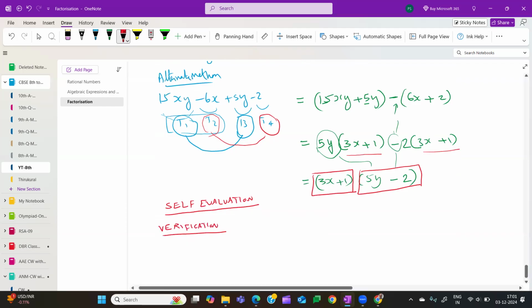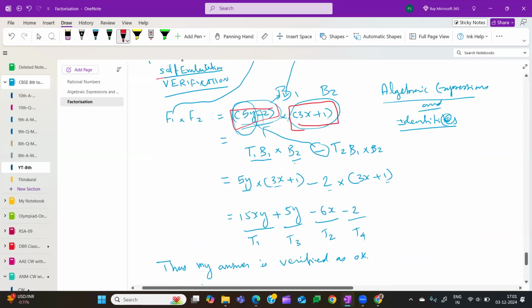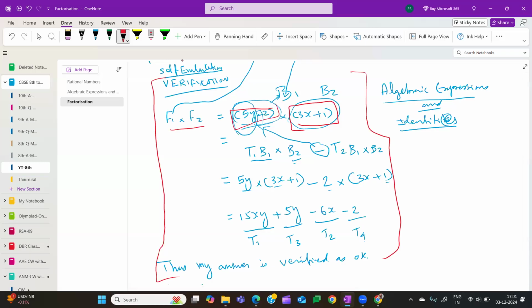So the verification process, which we have already done here. What is the verification process? This is the process. Whatever we have written here, F1 into F2, when you multiply that, we are doing term 1 of binomial 1 into binomial 2 minus term 2 of binomial 1 into binomial 2. After that, we are bringing this step, which is 5y into overall 3x plus 1 minus 2 into overall 3x plus 1. We are getting our original algebraic expression as 15xy plus 5y minus 6x minus 2.